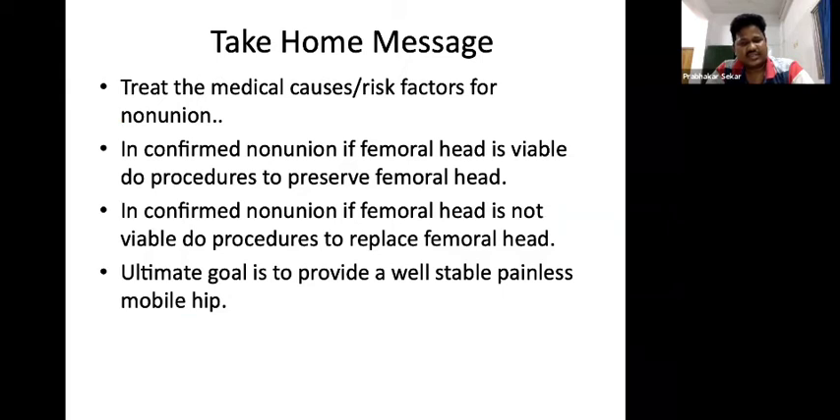So my take-home message is always treat the medical cause as well as risk factors for non-union. In case of confirmed non-union, if the femoral head is viable, always do the procedure, whether it's osteotomy, muscle pedicle graft, or abduction osteotomy, to preserve the femoral head. If the femoral head is not viable, you do the procedure to replace the femoral head. So our ultimate goal is to provide a well stable, painless, mobile head.